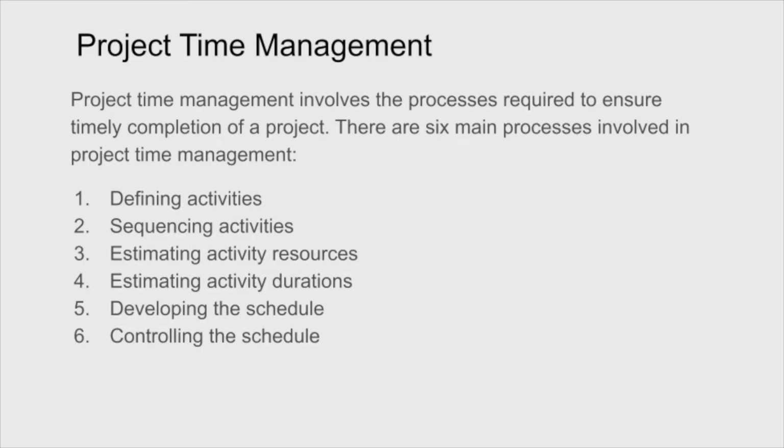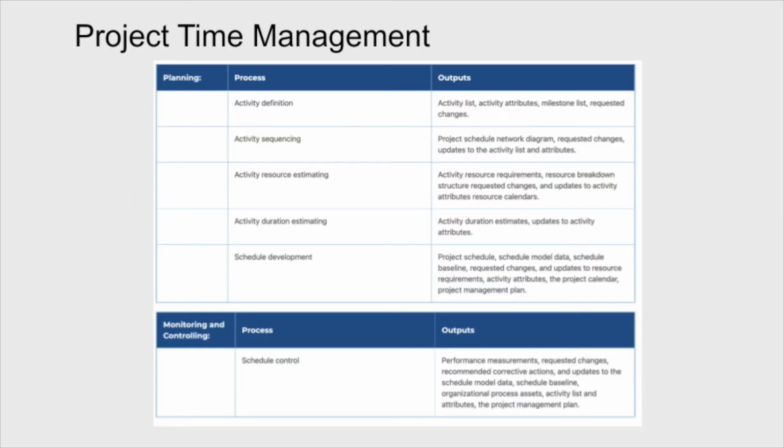So arising out of this, we can identify some key things that we need to do. Project time management involves the processes required to ensure timely completion of a project. And really there are 6 main processes that we need to put in place to ensure the project is well managed. First, we need to define the activities. What is it we're going to do? Then we need to take those activities and sequence them. What gets done first, what gets done second, and so on.